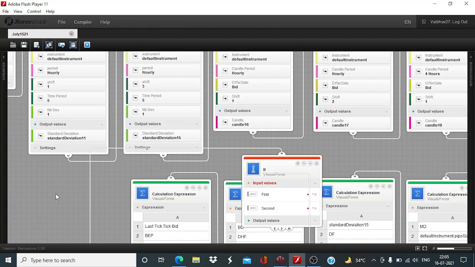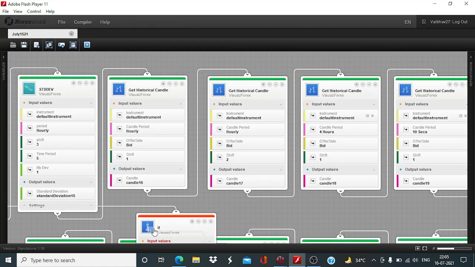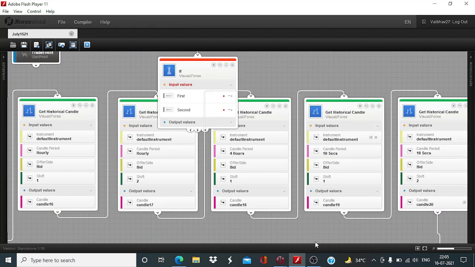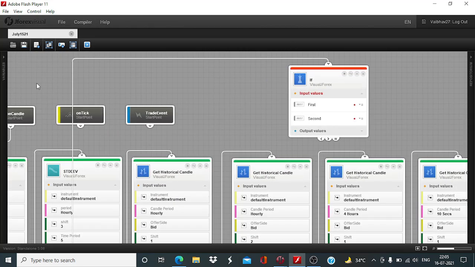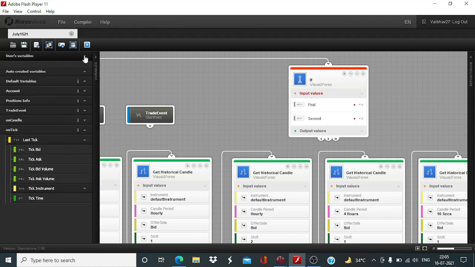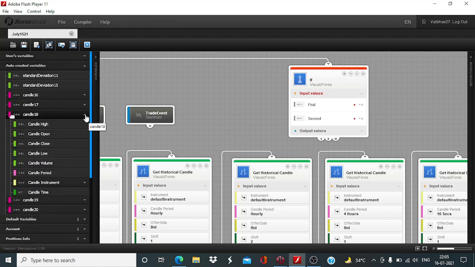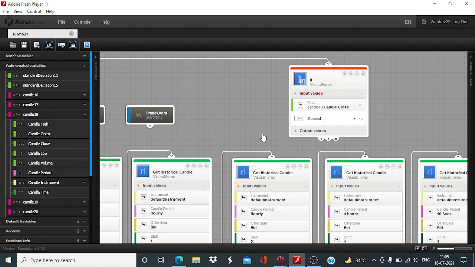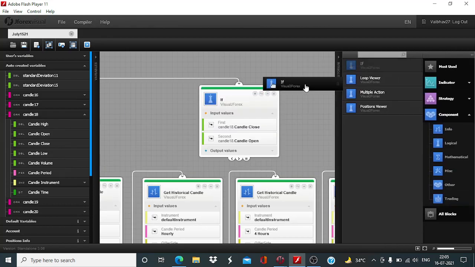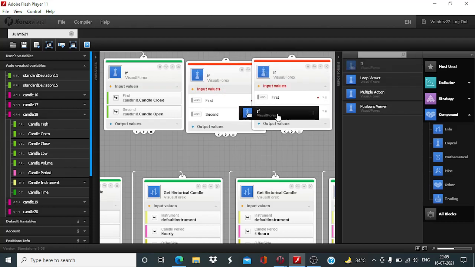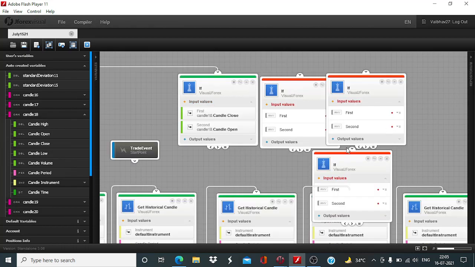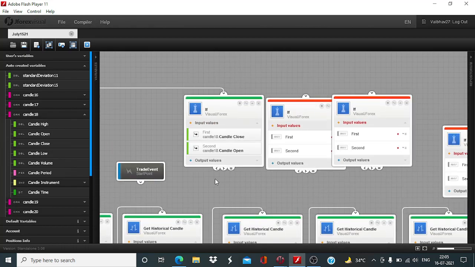After that we move on to look for the price action data. The 4 hourly candle, which is candle 18, its closing price will need to be higher than its opening price. So we take candle 18, candle close, and compare it with candle open. I will take a couple of these blocks straight away. First input greater than second input.